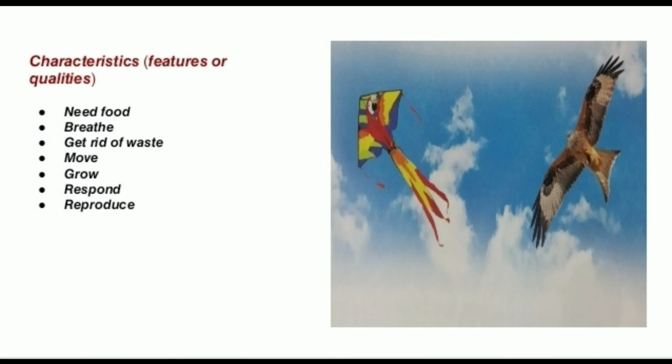The characteristics that differentiate living beings from non-living beings are: the living beings need food. Second one is they can breathe. Third one is they get rid of waste. Fourth one is they can move. Fifth one is they can grow. Sixth one is they can respond. And seventh one is they can reproduce. We will learn about all these characteristics one by one in more detail.